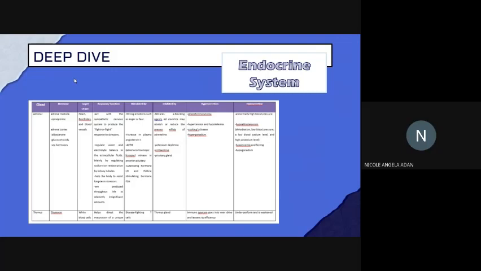For the endocrine, let's start with the gland, the adrenal. The hormones: adrenal medulla, epinephrine; adrenal cortex, aldosterone, glucocorticoids, and sex hormones. The target organs are the heart, bronchioles, and blood vessels. For the response and function, epinephrine acts with the sympathetic nervous system to produce the fight or flight response to stressors, while aldosterone regulates water and electrolyte balance in the extracellular fluids, mainly by regulating sodium ion reabsorption by kidney tubules.